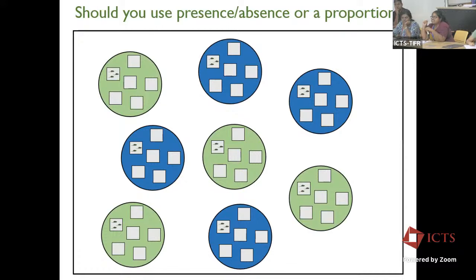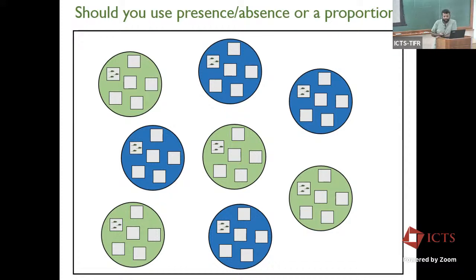But is there any other conceptual reason to use presence absence over here as your response? Anyone? No, let's say that mathematically both are possible. Conceptually, ecologically, which one would you want to use over here? Your data is that for every frog, you have a 0 or a 1.